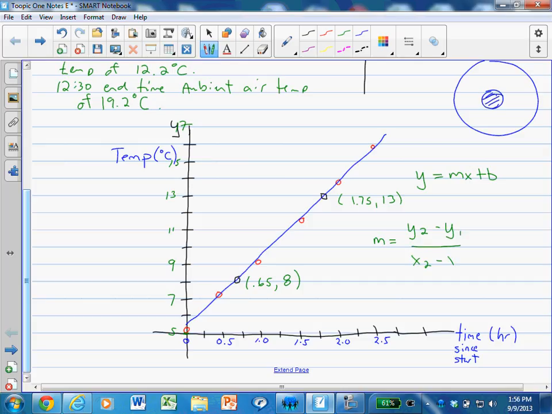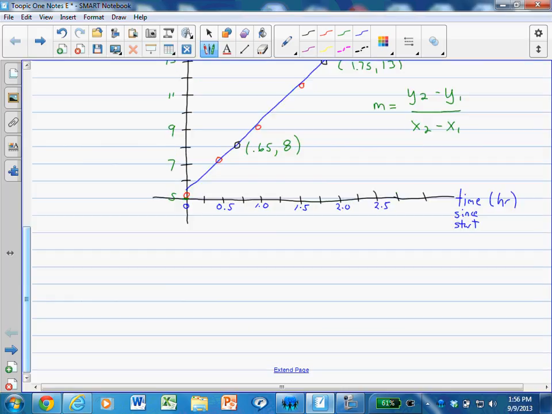Does this look familiar to anyone? Or to everyone? That's a slope formula, right? How to calculate a slope of a line. We've all seen that. We know that. But sometimes you see it as rise over run. Change in y over change in x.